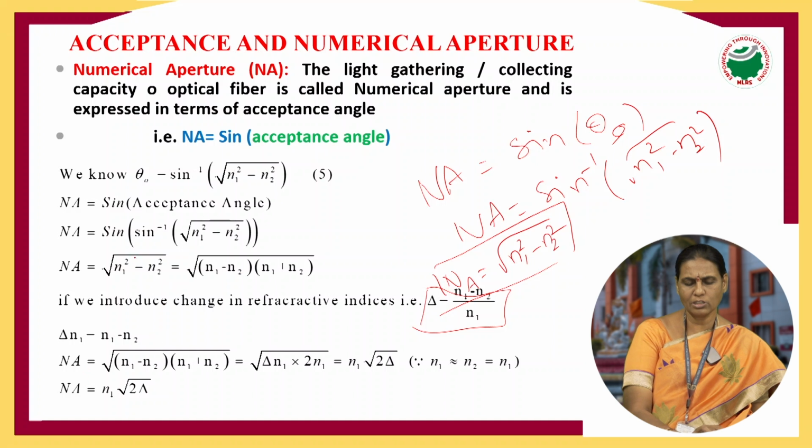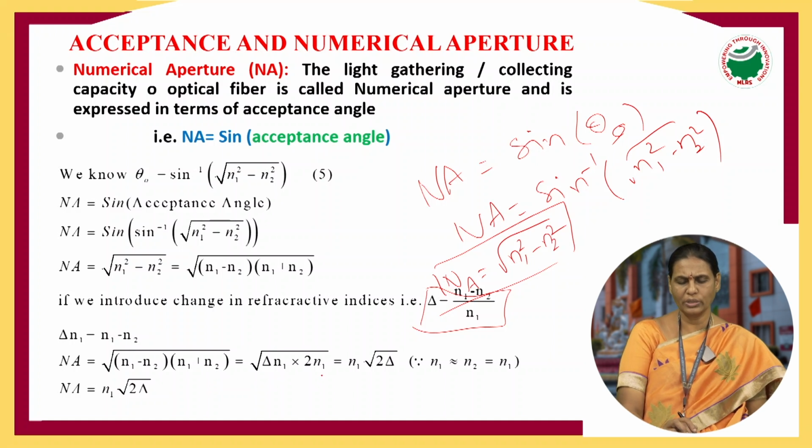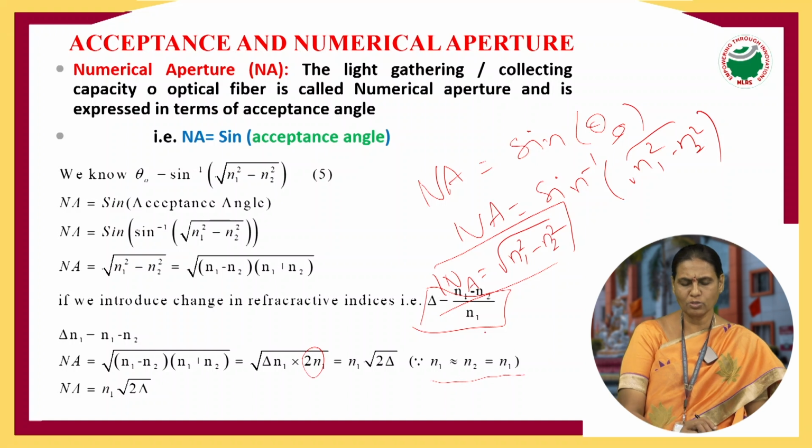Numerical aperture is root over n1 square minus n2 square, that is A square minus B square. You can write A square minus B square as A minus B, A plus B. So n1 minus n2, n1 plus n2. Now n1 minus n2 is equal to delta n1, and n1 plus n2 is 2n1. How do we get this 2n1? We are approximating n2 as equal to n1. Then n1 plus n1 gives 2n1.